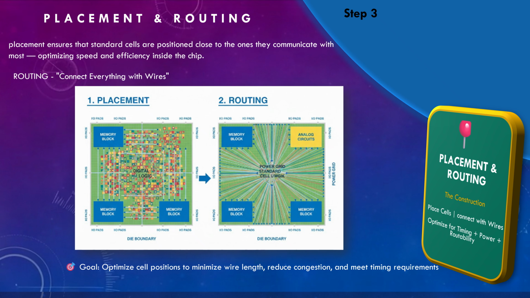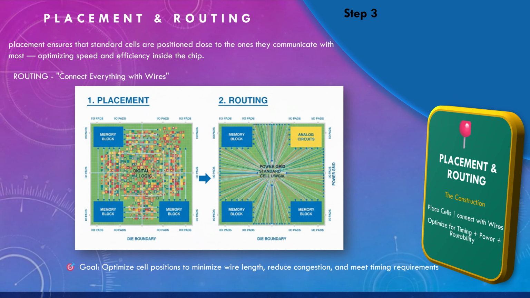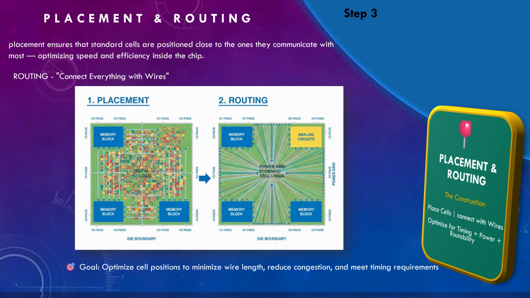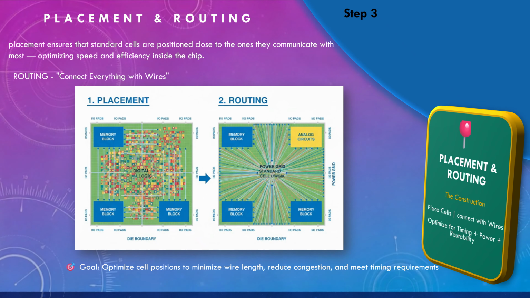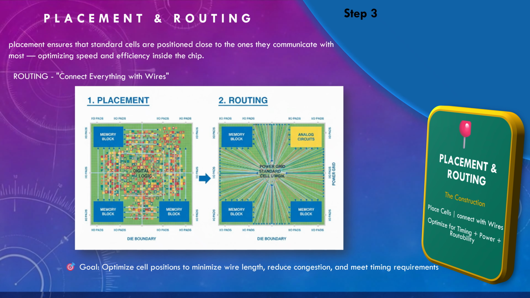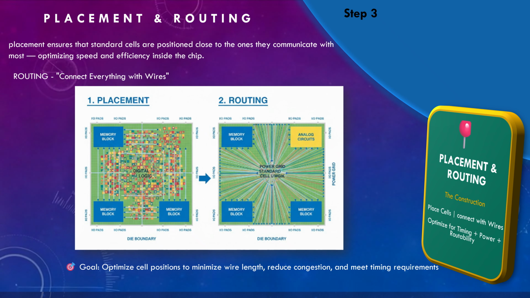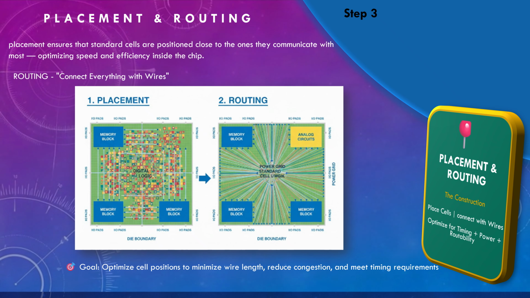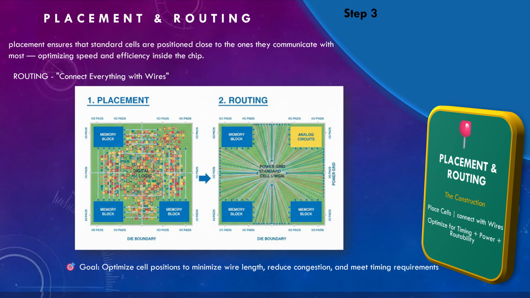Routing. Now connect all the gates with wires, metal layers. Follow the netlist connections. Avoid congestion, too many wires in one area, traffic jam. Real analogy like Hyderabadi metro construction. Placement is deciding where each station goes. Routing is laying the actual tracks between stations. You optimize for shortest paths, avoid crossings, and manage traffic.